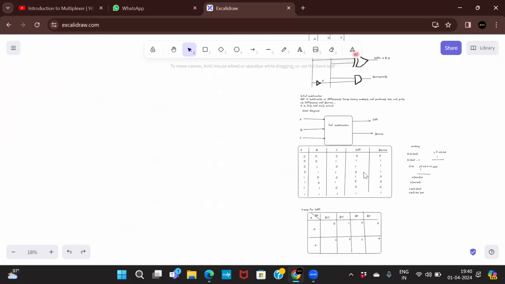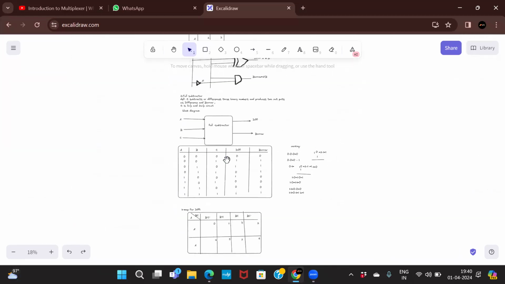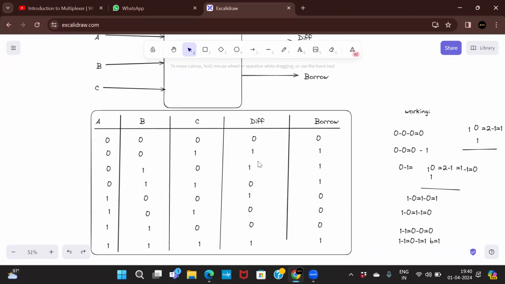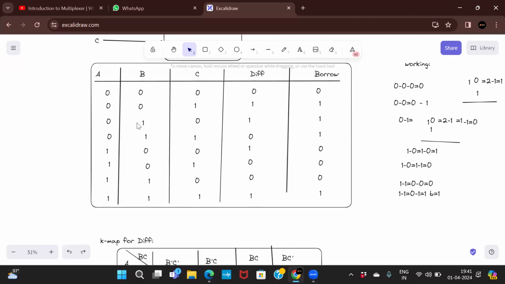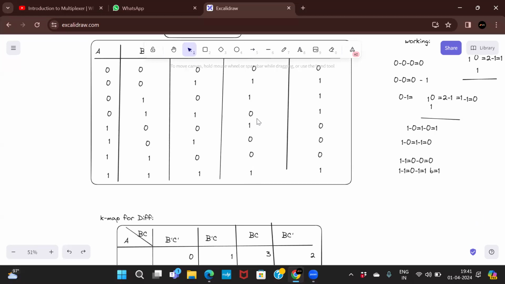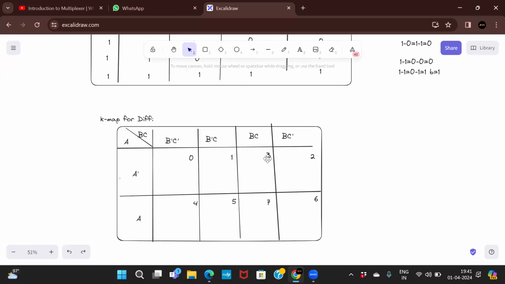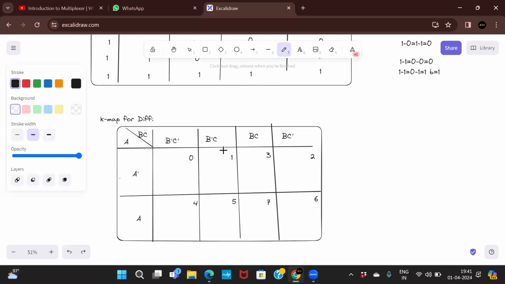Now come to difference. Where do we have 1? At 0 0 1, that is 1, we have 1. Again 0 1 0, that is 2, we have 1. And 4 and 7. So 1, 2, 4, 7.